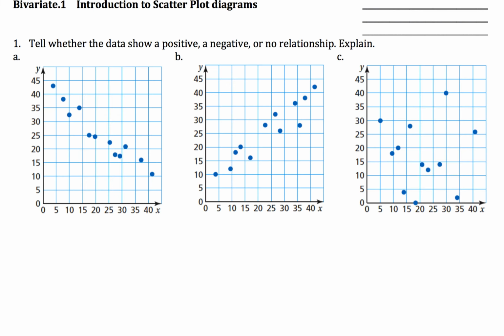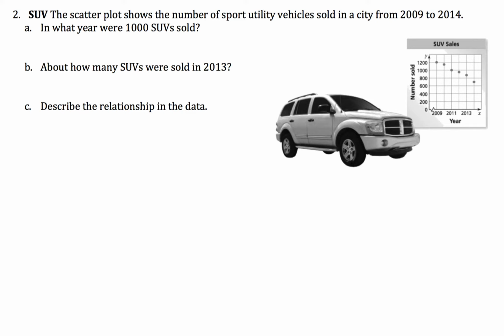Okay, on your assignment, number 1, tell whether the data shows positive, negative, or no relationship. Explain. This is just positive, negative, or none. And then explanation. As x increases, y decreases. As x increases, y tends to vary randomly. As x increases, y increases. That sort of explanation. Number 2, the scatter plot shows the number of sport utility vehicles sold in the city from 2009 to 2014. And then there's a couple of questions. Part A just has you reading the graph. Part B has you reading the graph. And Part C, describing the information, what relationship you see in the graph.